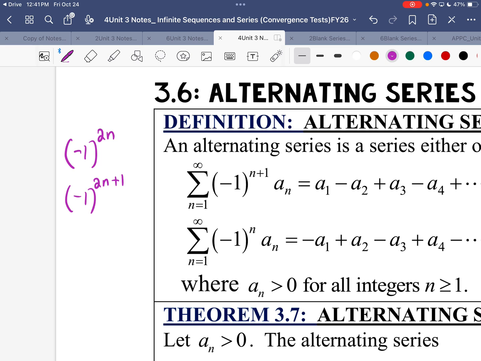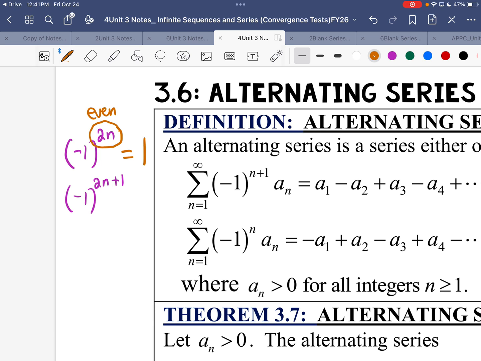Why can it not be to the 2n? What is 2n always going to make the numbers be? Even. When we do 2 times a number, like 2 times 3 is 6, 2 times any number is always going to be even, right? When you double something, it makes it even. So (-1) to an even power is always equal to 1.